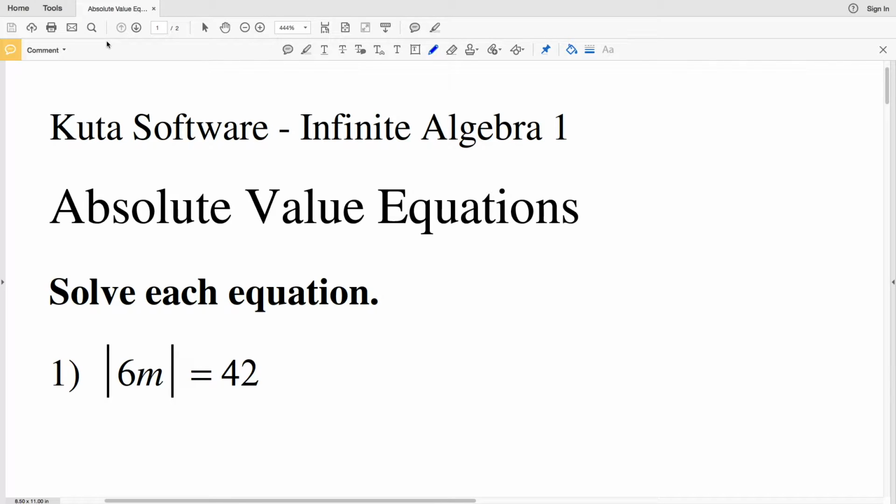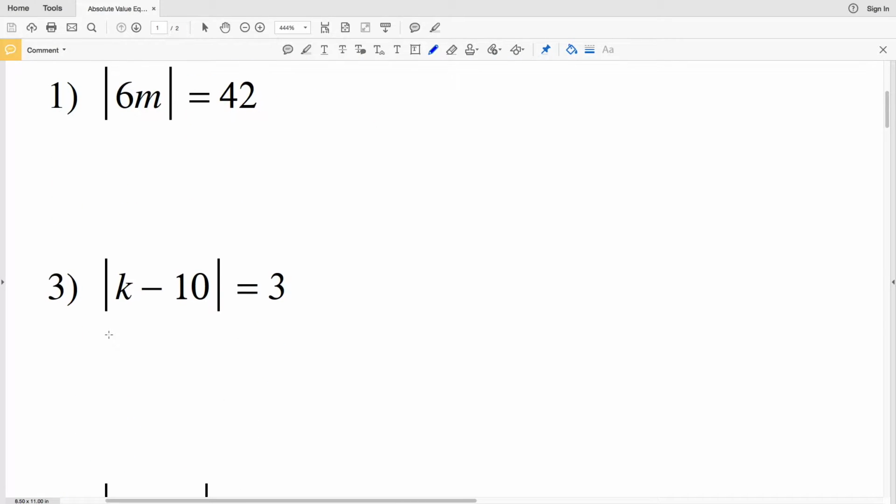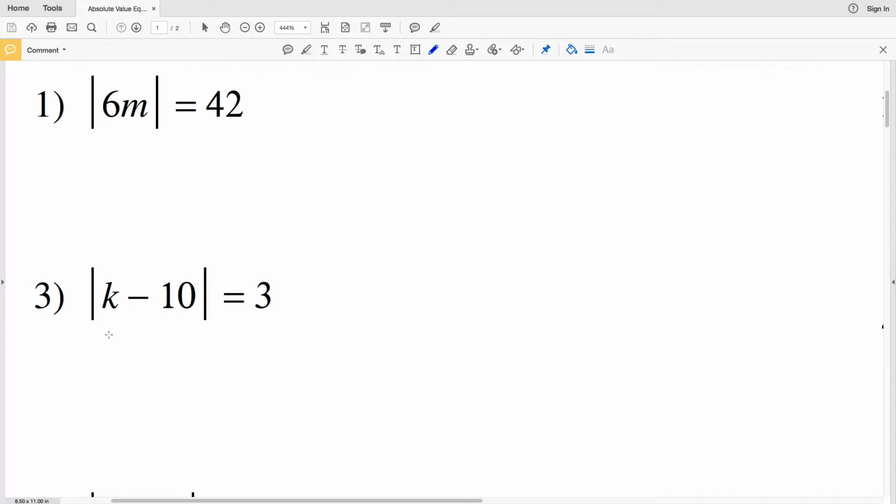In this video, we're going to start the Kuta Software free worksheet under Infinite Algebra 1, and it's going to be absolute value equations. I'm going to do all the odd problems in this worksheet, so numbers 1 through 17, going odds, and then in the next video, we'll do 2 through 18, finishing up the worksheet with the evens. Our directions are to solve each equation.